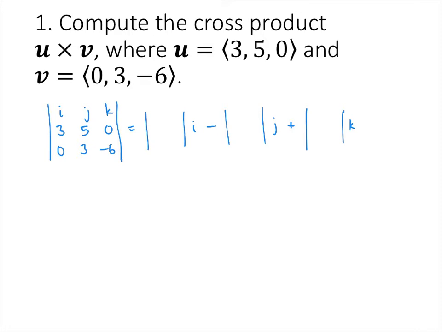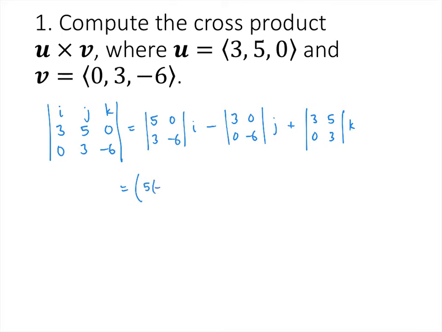So for the i determinant, we imagine blotting out the i column and just looking at the numbers that remain. So in this case, that's going to be 5, 0, 3, negative 6. And then we have a minus sign, then we blot out the j column, which leaves us with 3, 0, 0, negative 6. And then finally for the k column, that leaves us with 3, 5, 0, 3. And then again, that's just fancy notation for a difference of two products.